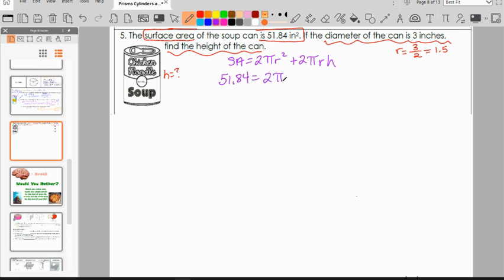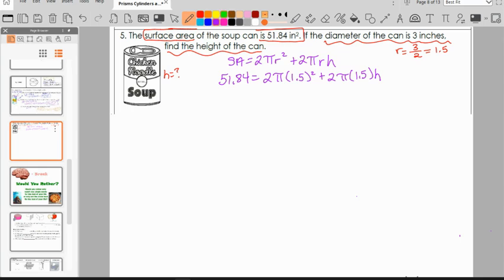2 pi. We found our radius. Our radius we said is 1.5. So I'm going to put 1.5 and I'm going to remember to square it, plus 2 pi. Following my formula, I need the radius again. So my radius is 1.5 and my height, we don't know what our height is. So our height, I'm going to leave it as an h. I don't need the parentheses since I'm leaving it as a variable. But now we have an equation, and the only variable we don't know is the height. So we should be able to solve for it.